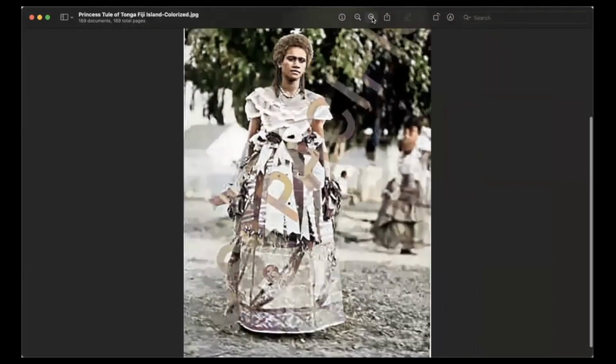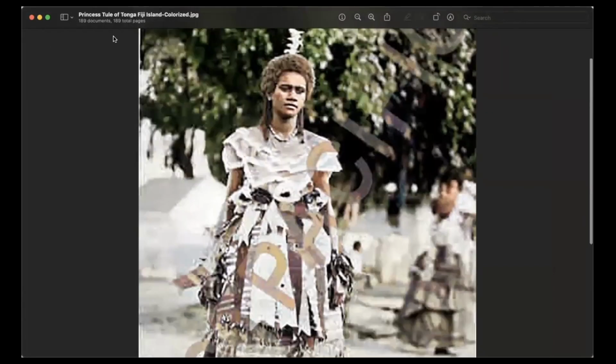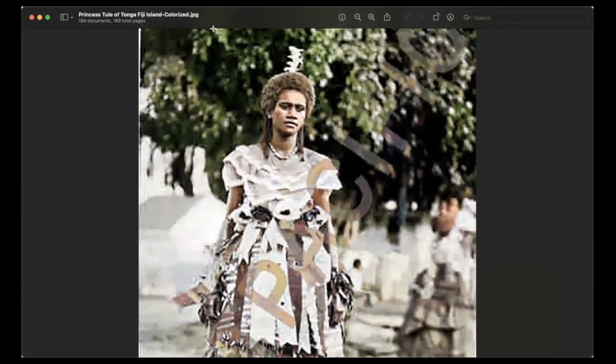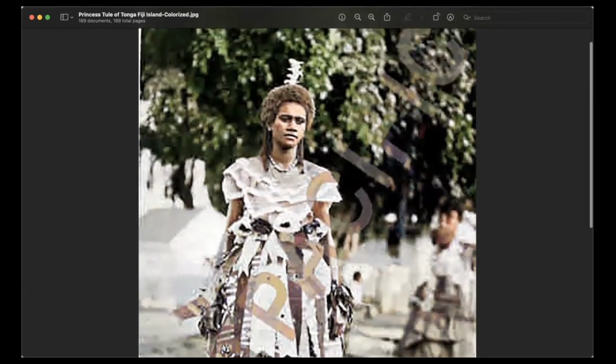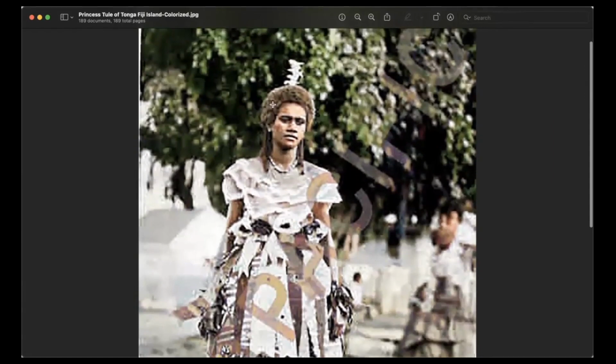She's in fashion. Princess Tule of the Tonga, Fiji Island. And I saw that on a comment. Somebody said, this is my great something grandmother, Princess Tule. So the information was there. I was able to copy that. And Fiji, you know, the Fiji Islanders, they rock the fro. That's part of their culture.